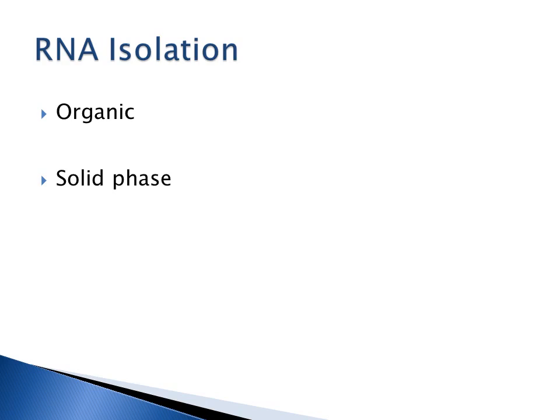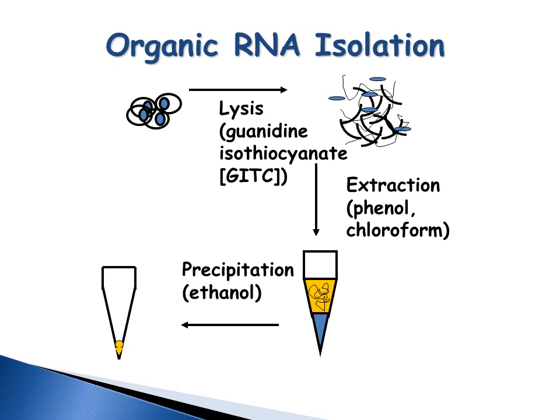For RNA isolation, you're going to use either organic methodologies, your phenol chloroform, or solid phase methodologies, and just like DNA, there are RNA extraction kits readily available. So for organic RNA isolation, you're going to lyse your cells using guanidine. You're going to extract using phenol and chloroform, just like with DNA, and precipitate using your ethanol. So very similar to DNA.